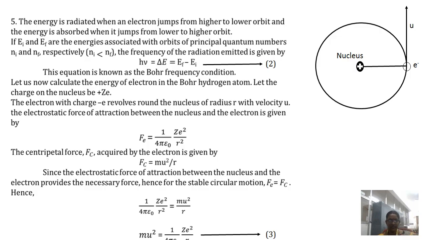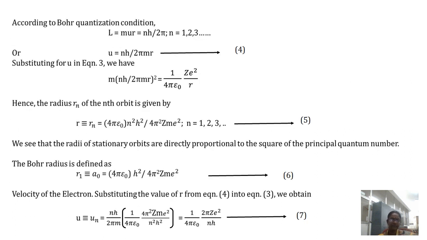Since the electrostatic force of attraction between the nucleus and the electron provides the necessary force, hence for the stable circular motion, Fe is equal to Fc, that is electrostatic force of attraction will be equal to centripetal force, that is 1 by 4 pi epsilon naught Ze squared by r squared is equal to m u squared by r, where m u squared is equal to 1 by 4 pi epsilon naught Ze squared by r. According to Bohr quantization condition, L is equal to m u r, which will be equal to nh by 2 pi, or u equal to nh by 2 pi m r.